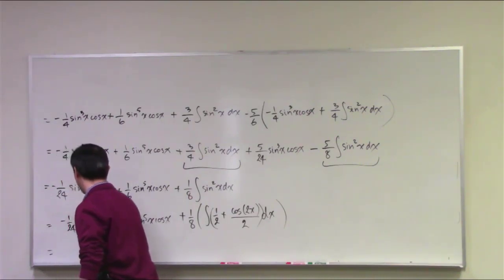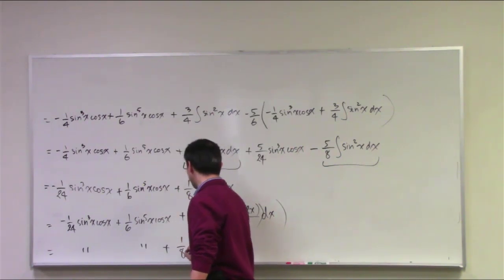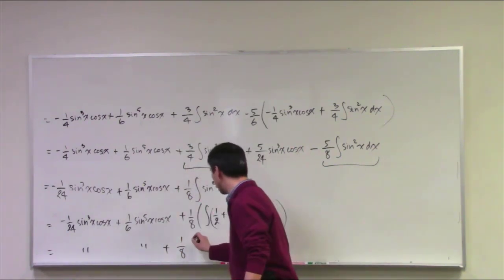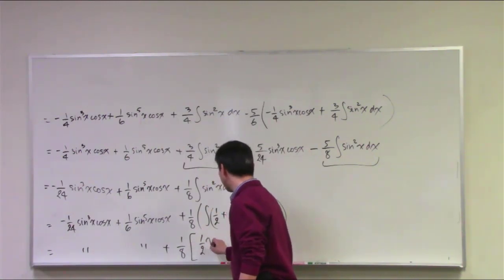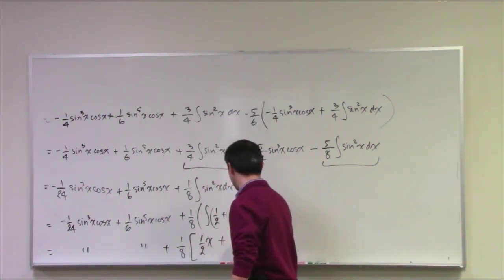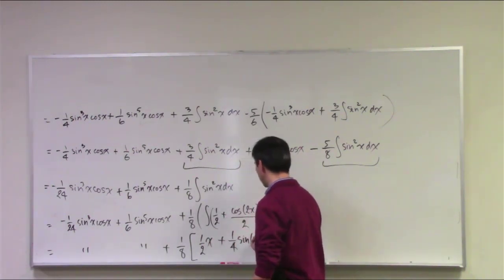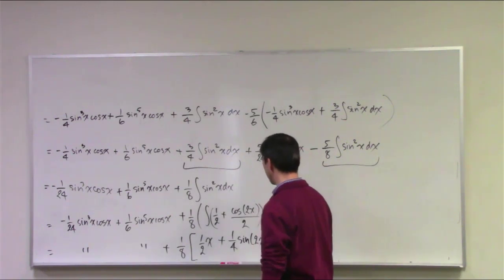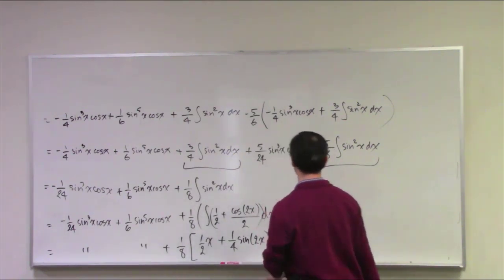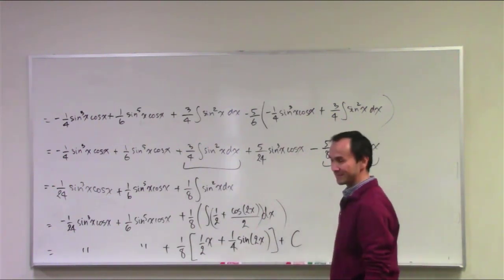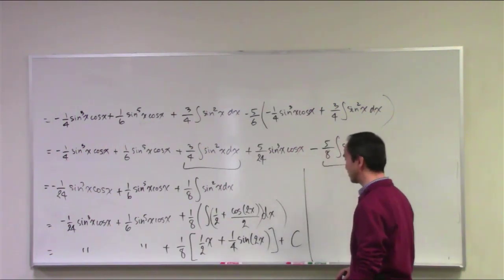Okay. Now, all of these two terms are here, we got plus 1/8, right? And then your integral here becomes 1/2 x plus, yes, 1/4. And all together, the final answer comes to the following.